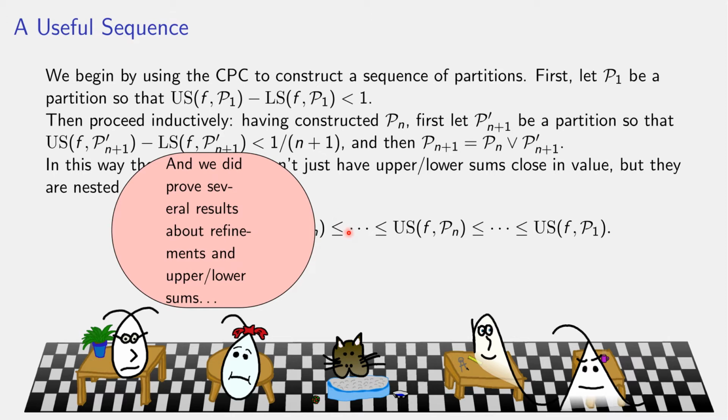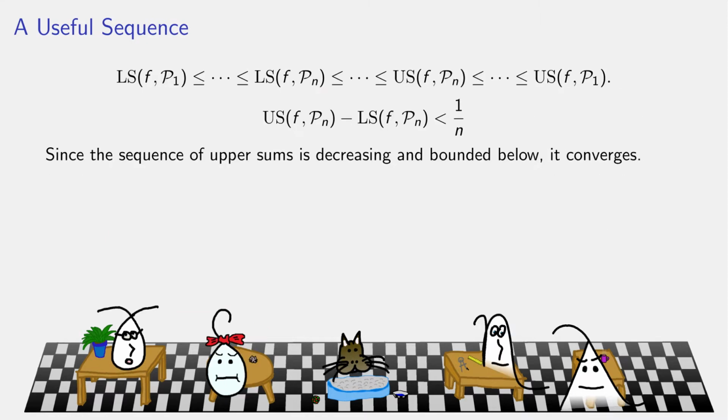Right, and we did prove a bunch of results about refinements of partitions regarding upper and lower sums, and now we're starting to use that. So we have this chain of inequalities. Lower sums are increasing, upper sums are decreasing, and they do bound each other. But we also know that for a particular choice, the upper sum minus the lower sum is less than 1 over n, because we were using the closed partition criterion.